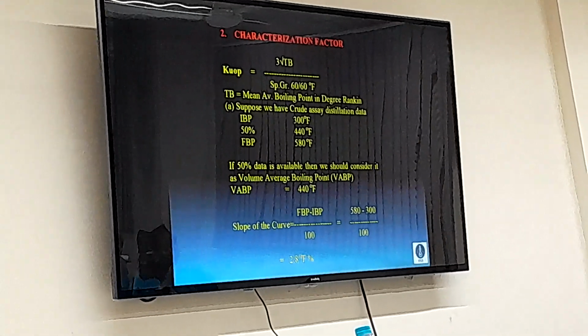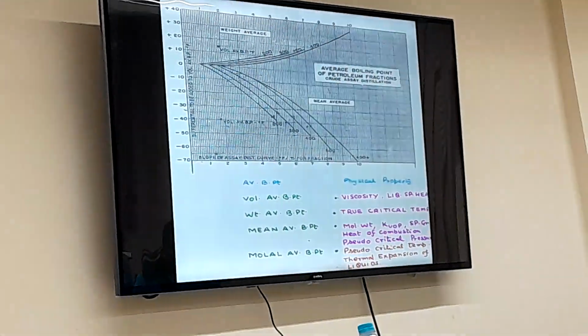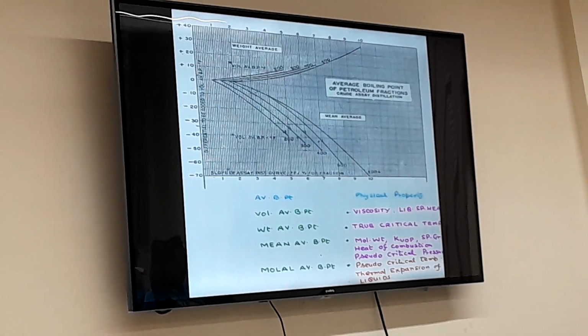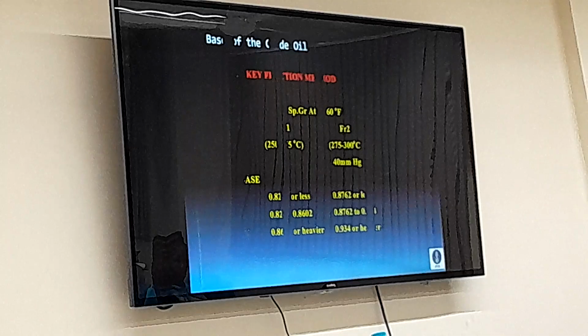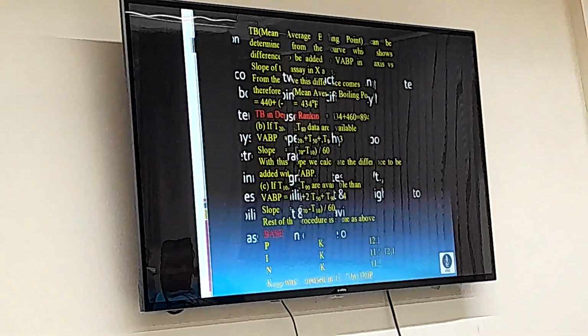Should I go forward? No. This graph you will get. You find out if your... Now, this is the key fraction method, then characterization factor, then graph, then KUOP.